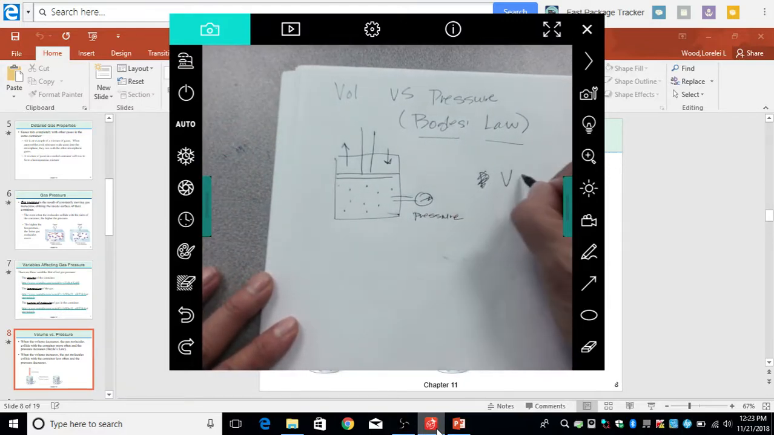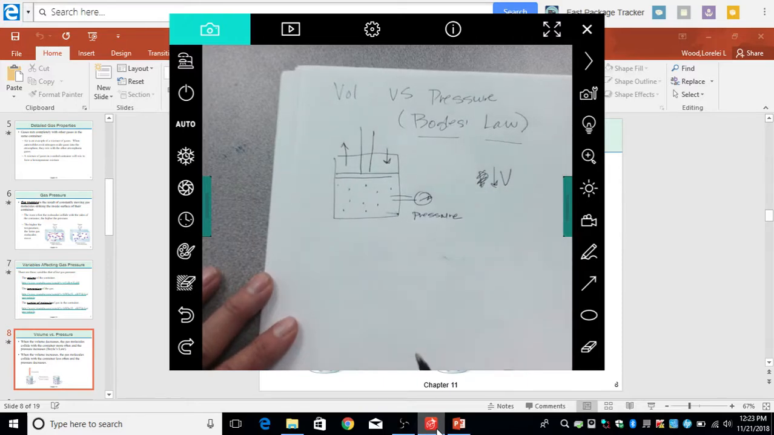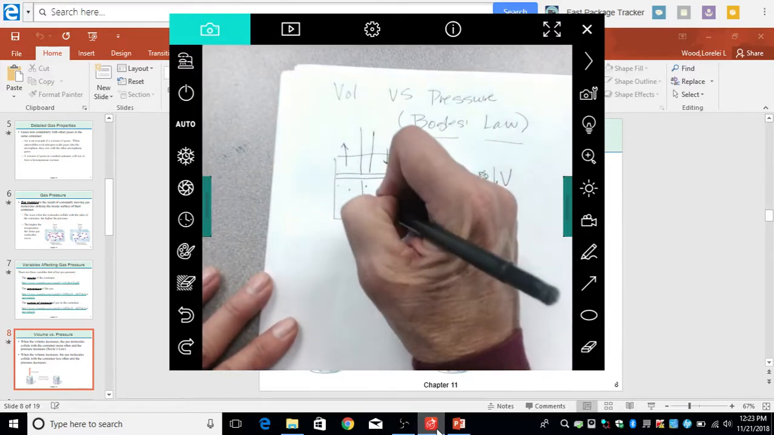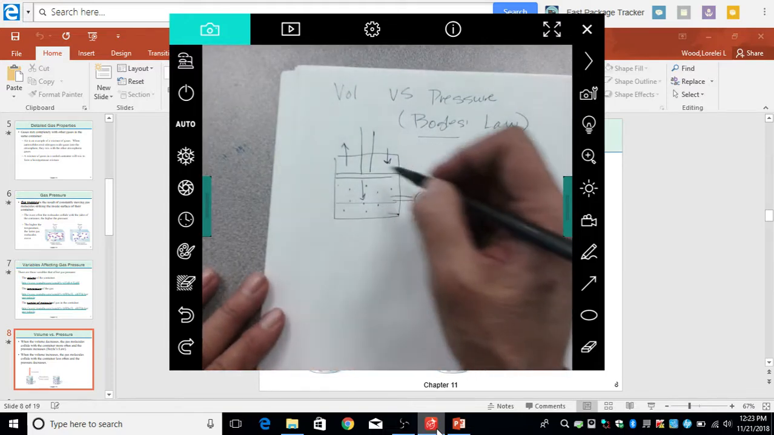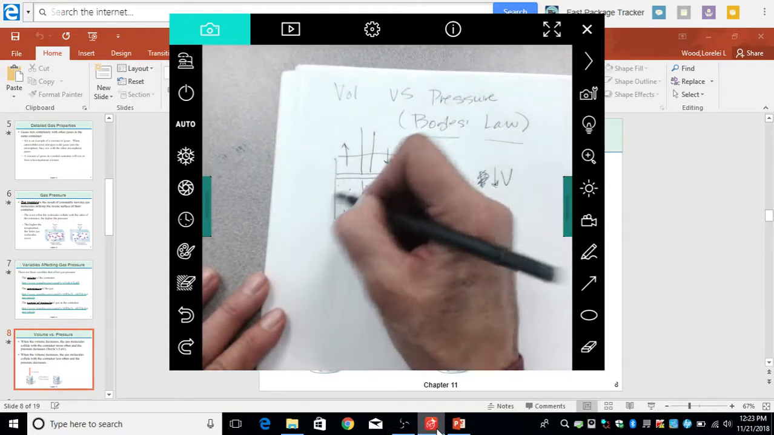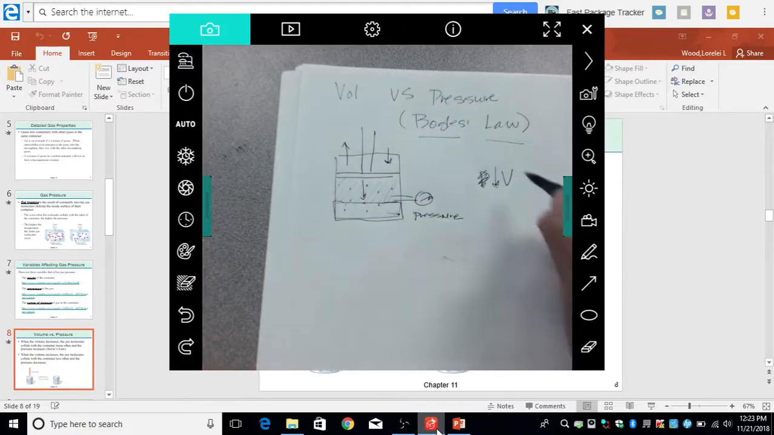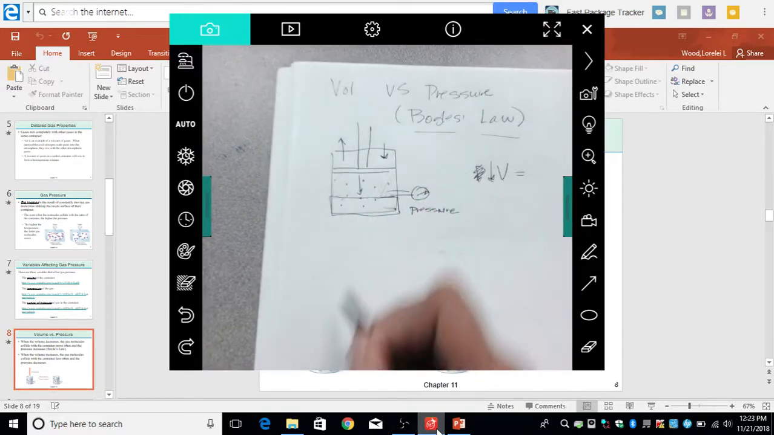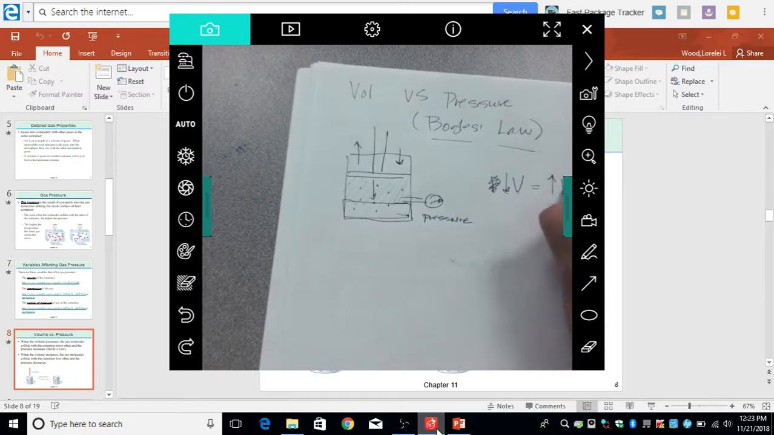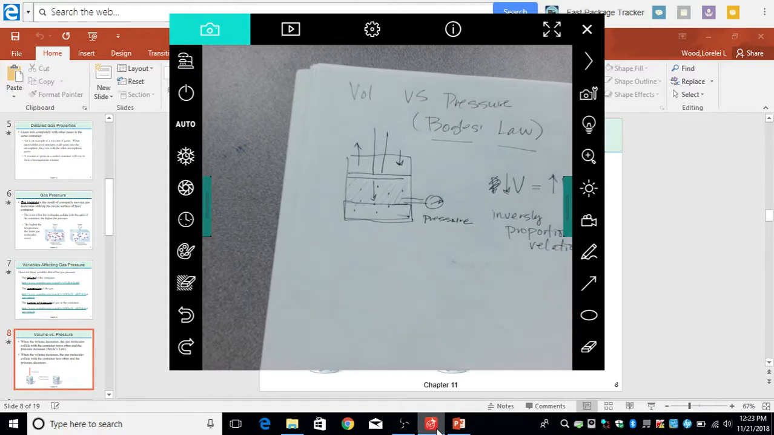Let's vary our volume. If we decrease the volume, so I'm going to make this go down, I'm going to decrease the size of the container. No longer is it going to have that space. Now these molecules are going to have to exist in a much smaller area. What's going to happen to the pressure when I decrease the volume? Pressure is going to go up. And we call this an inversely proportional relationship.